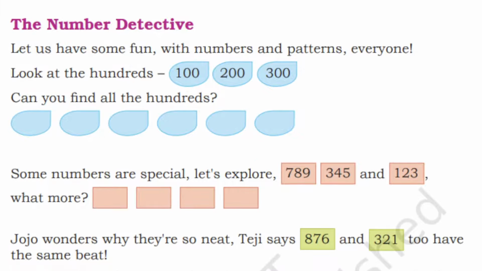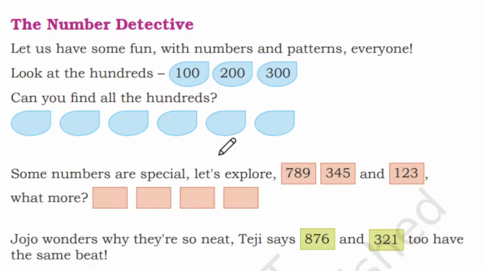So next, the number detective. Let us have some fun with numbers and patterns. Everyone look at the hundreds. So we have 100, 200, 300. Can you find all the hundreds? Like 100, 200, 300, 400, 500, 600. So the rest of the hundreds you can find out: 700, 800, 900 and 1000. So it will end up with 1000.